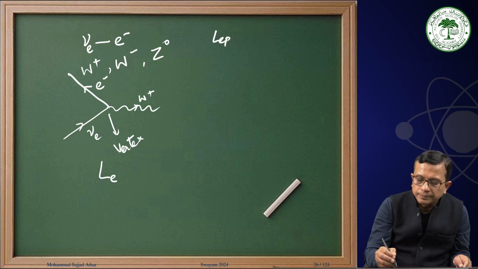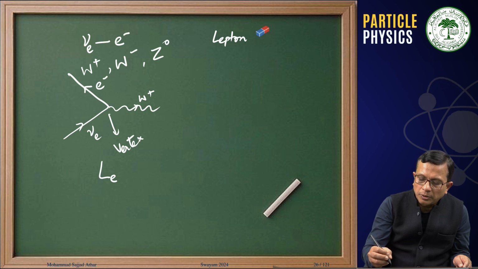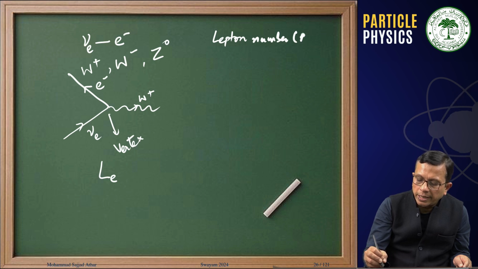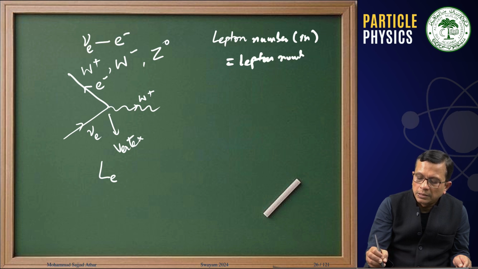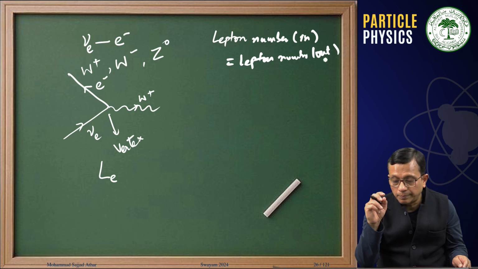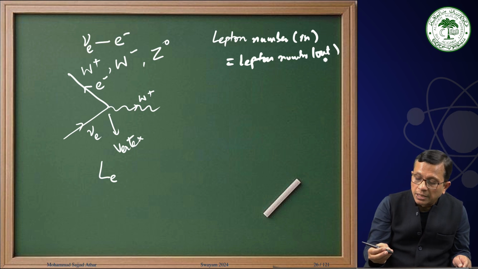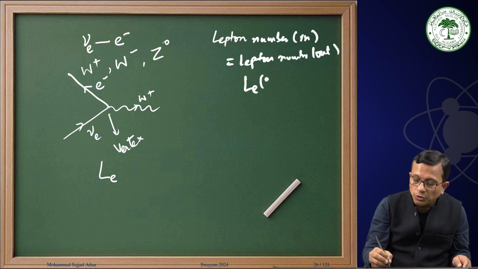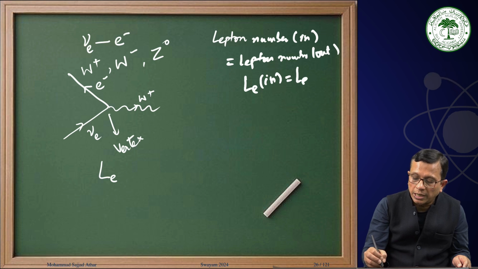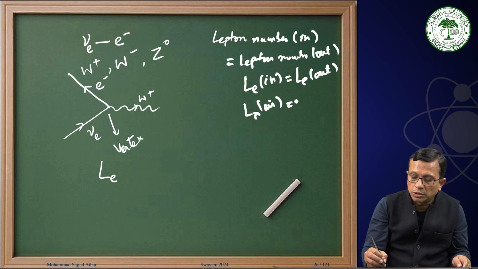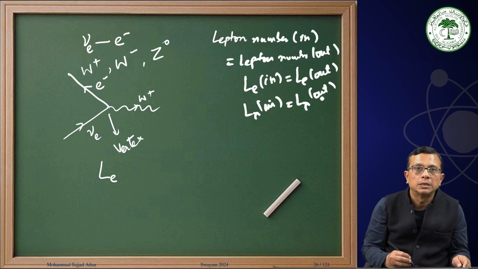lepton number in must be equal to lepton number out. And mind it, it should be of the same generation. And therefore, particularly I should write it as electron lepton number in must be equal to electron lepton number out, or muon lepton number in must be equal to muon lepton number out, or tau lepton number in must be equal to tau lepton number out.